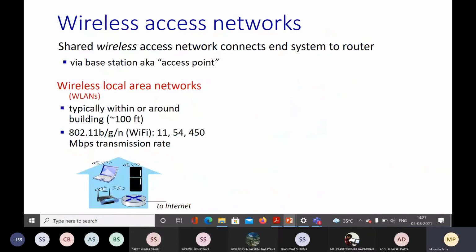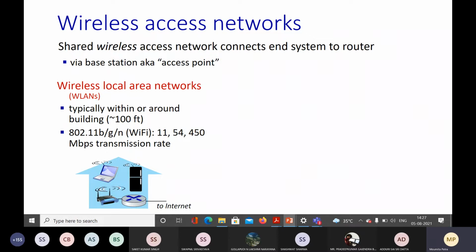Okay, now let's get to wireless access network. As I was mentioning, in general the wireless access is provided with the help of access points. The access point is the device that helps your device to communicate with the internet. It acts basically like a gateway.